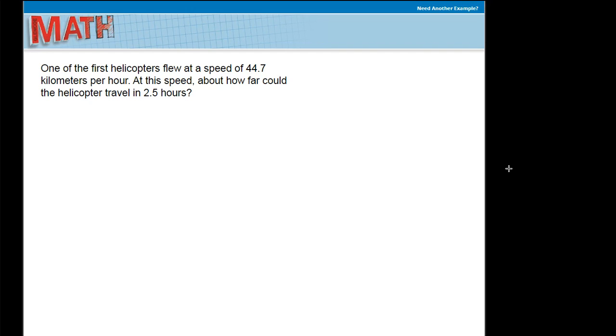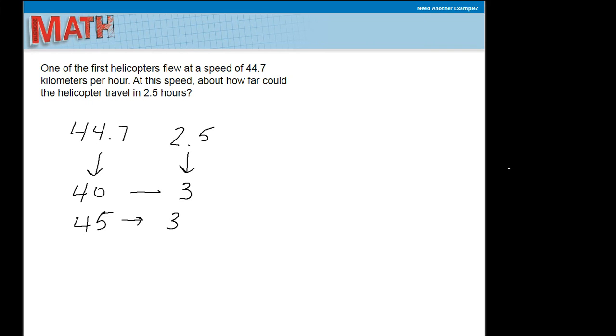So our last one, we have a helicopter flew a speed of 44.7 kilometers per hour. At the speed, about how far can the helicopter travel in 2.5 hours? So we have 44.7, and we have 2.5. Okay, so 2.5 I know round to 3, and we have 44.7, which can be rounded to 40 or 45. Just depends on how you want to do this. So if I'm going to do 40 times 3, I know that's going to be 120.